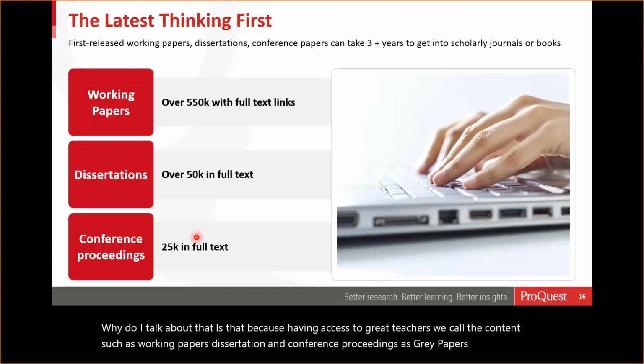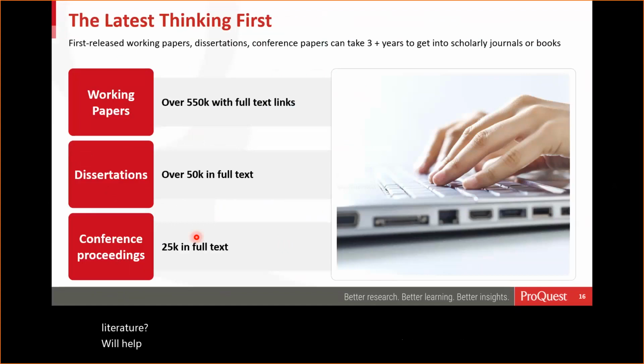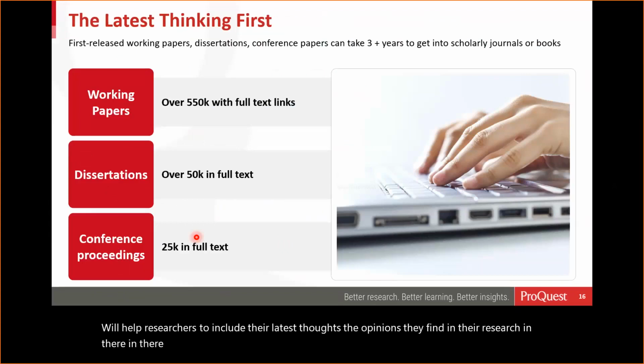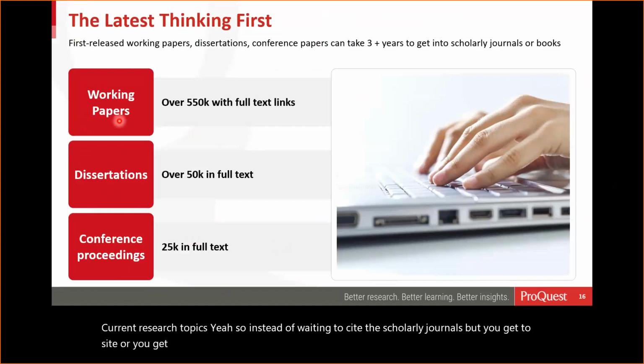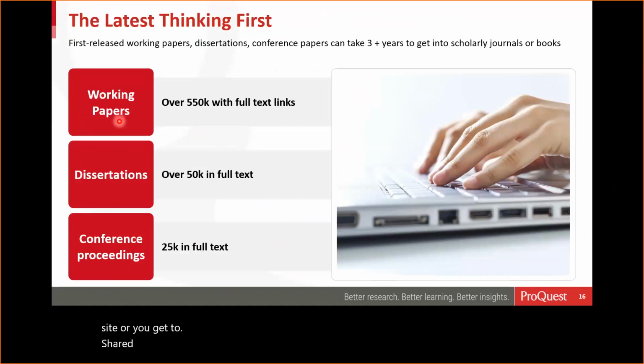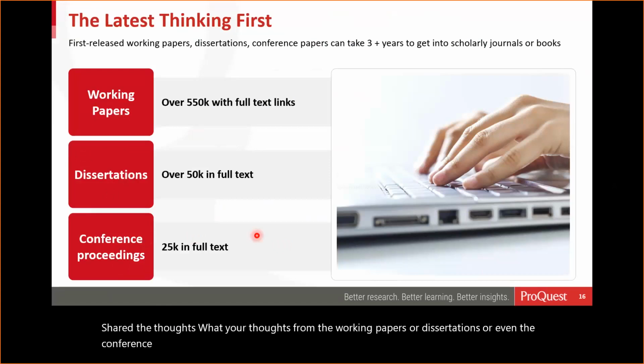will help researchers to include their latest thoughts and the opinions they find in their current research topics. So instead of waiting to cite the scholarly journals, you get to cite or share the thoughts from the working papers, dissertations, or even the conference proceeding papers, and all these contents are available in the ProQuest One Business Collection.